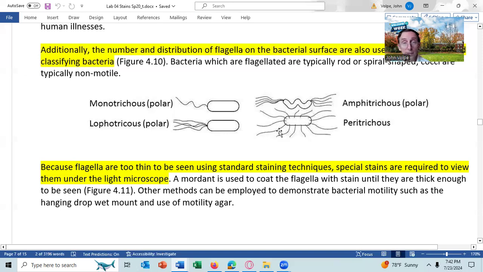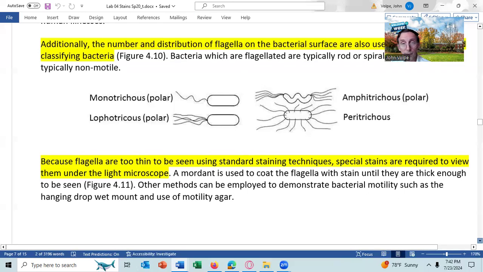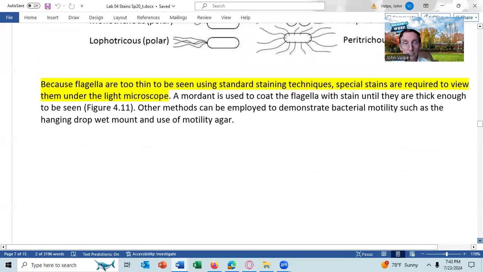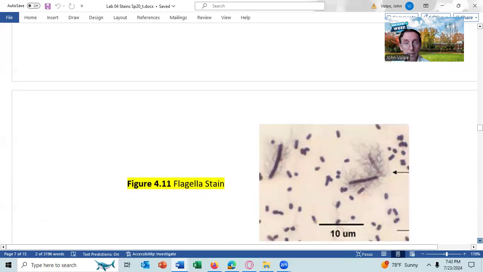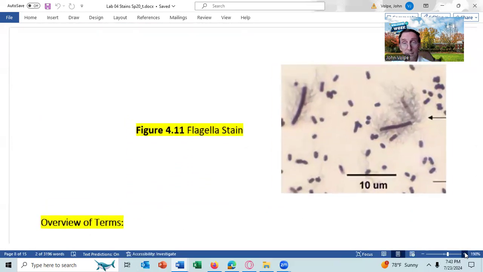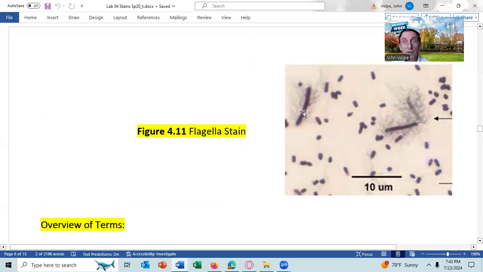Flagella are too thin to be stained with standard staining technique, so special stains are required to view them under the light microscope. Usually they use a mordant, which applies thick layers on the flagella to make them show up. And here is the flagella stain. As you can see, that cell is peritrichous.